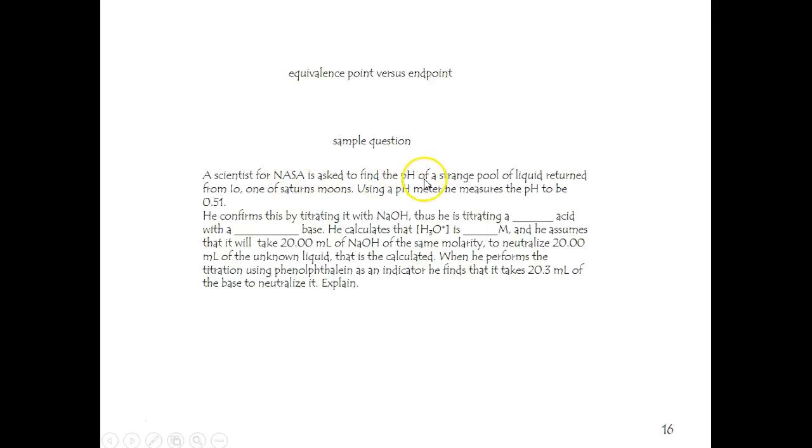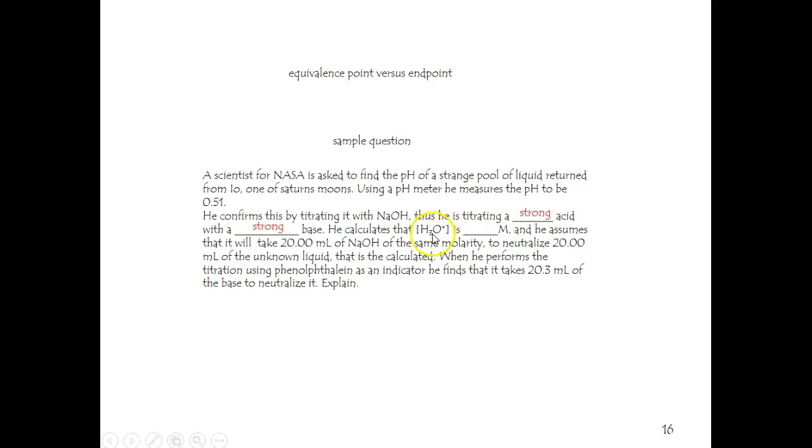He's going to find the pH of a strange pool of liquid that was returned from Io, which is one of Saturn's moons. It comes back to Earth, and they use a pH meter, and they find that the pH of that weird solution is 0.51. That should probably be confirmed by a titration to make sure that it's going to work out. And he will. He'll confirm this by titrating that strong acid with a strong base.